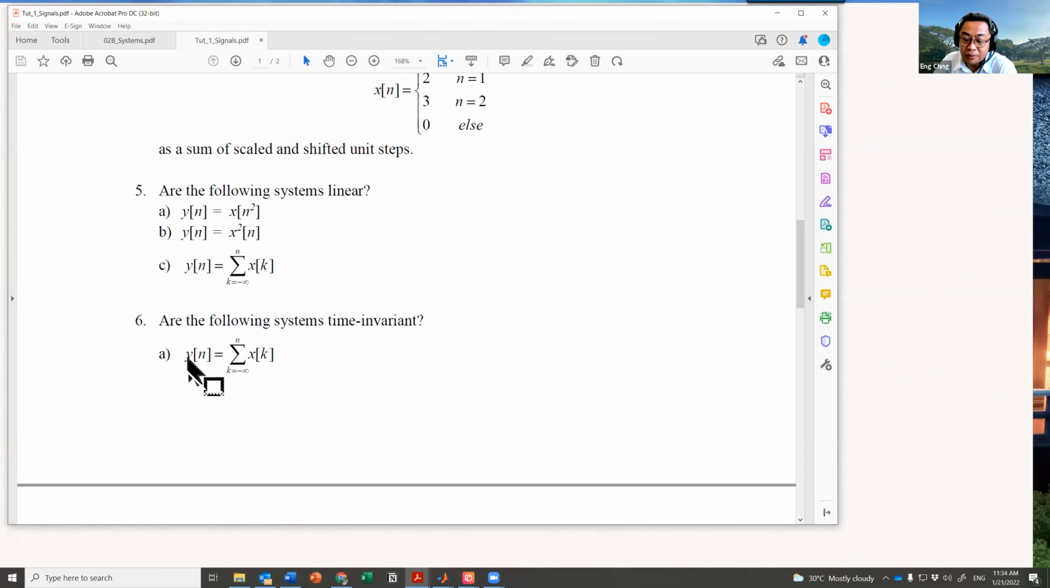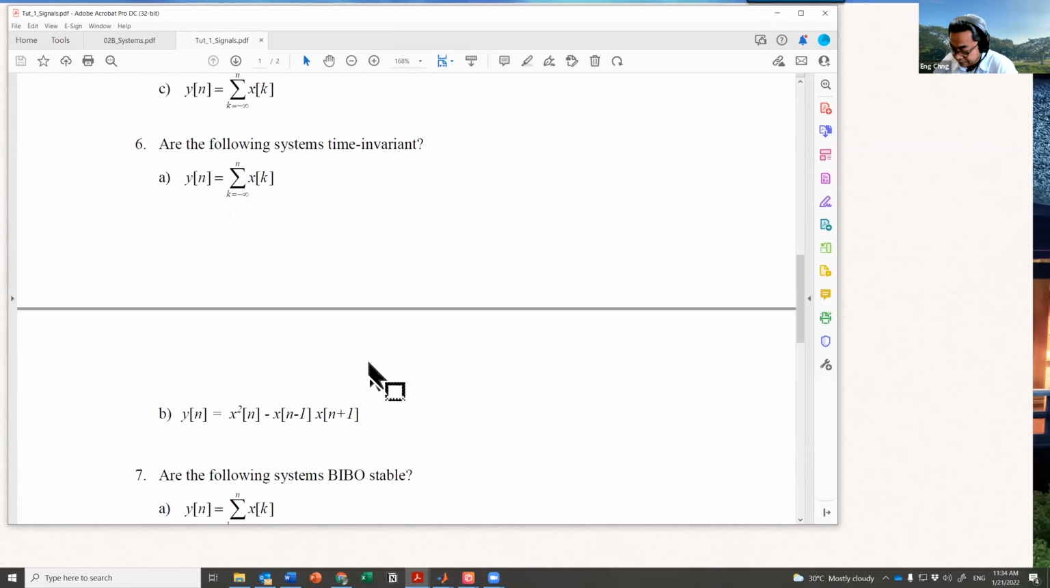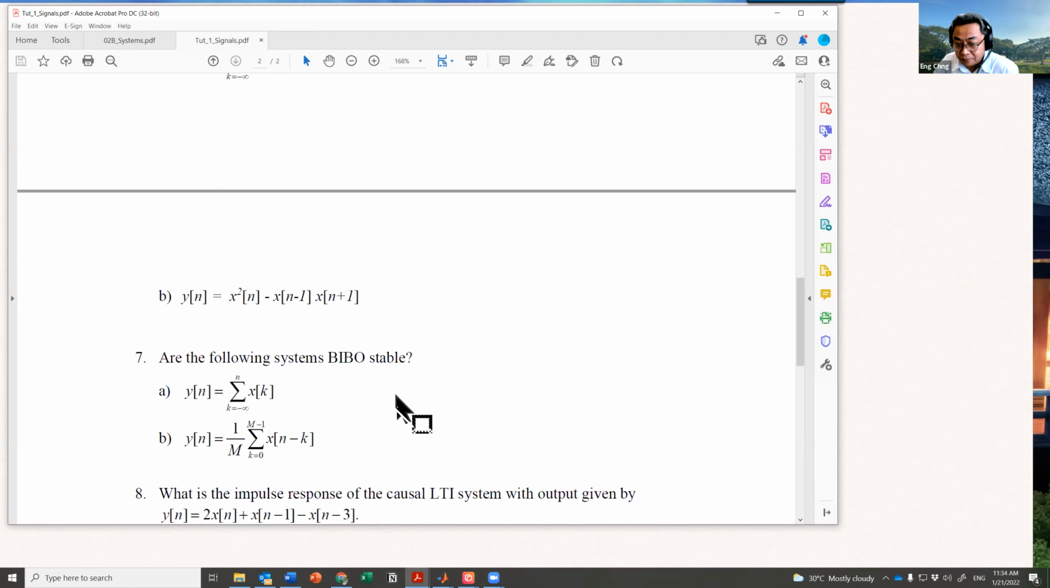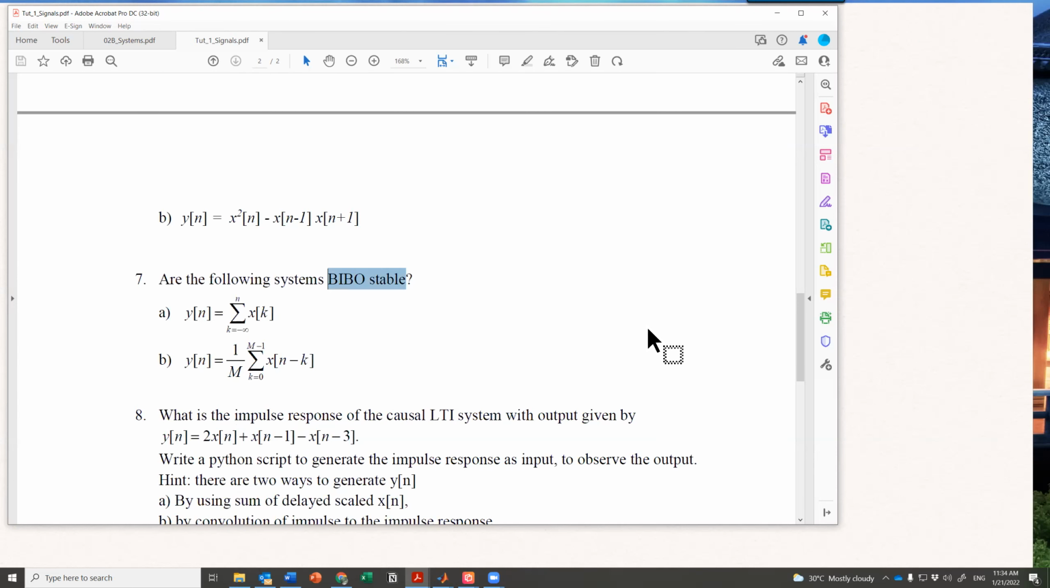So again, you're given output and input and some equations, and you have to figure out whether the system is linear and time invariant or not. After you have figured out this, then you realize that in our course, we only deal with system that is linear and time invariant. All right. Other than linear and time invariant, we're interested in that the system that we are playing with must be stable. So here is BIBO stable.